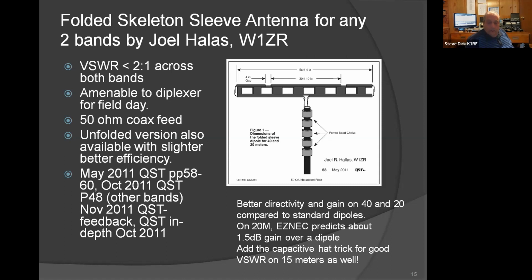And by the way, you could make this into a 3-band antenna by using that capacitive hat trick that I just talked about. Take the 40-meter antenna, go about a third of the way in, solder a piece of wire onto it right there on each side, and adjust that. You can make a 3-band antenna out of that basic design. Isn't that cool?